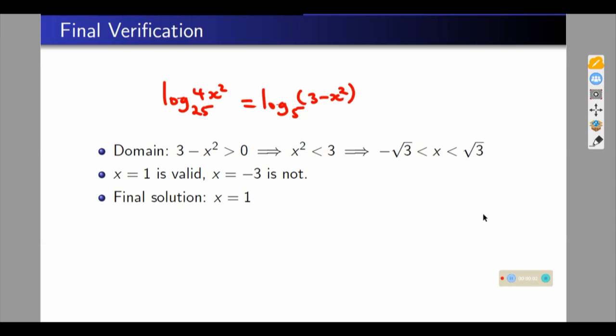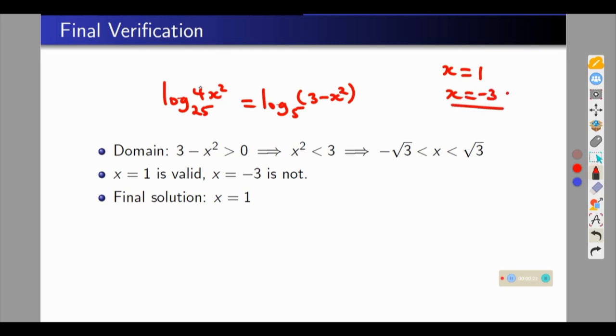So lastly, we need to look at the final verification. We are given that log base 25 of 4x squared is the same as log base 5 of 3 minus x squared. So we need to test which values of x satisfy the given equation. The values of x, we have x equaling 1 and x equaling negative 3.